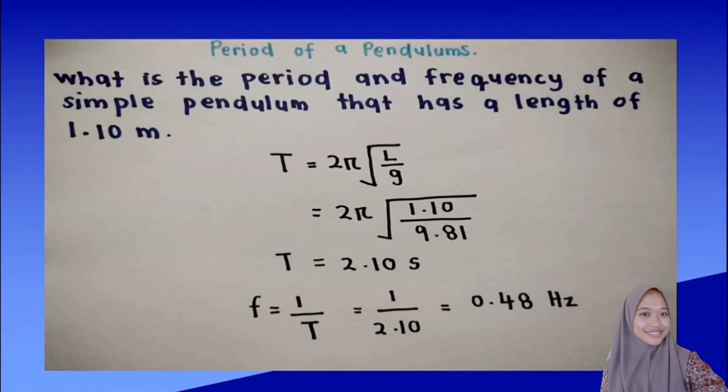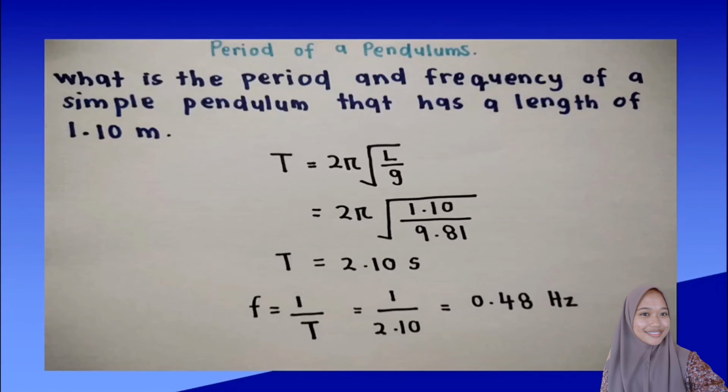Seterusnya, soalan ni berkait dengan formula period of the spring. So soalan yang pertama, what is the period and frequency of an oscillating spring K equal to 10 N/m with a 200 g mass attached to it?